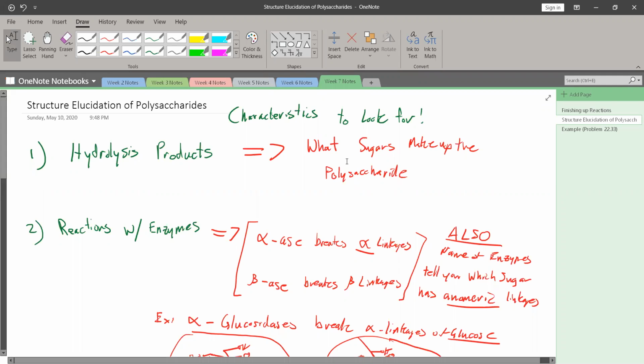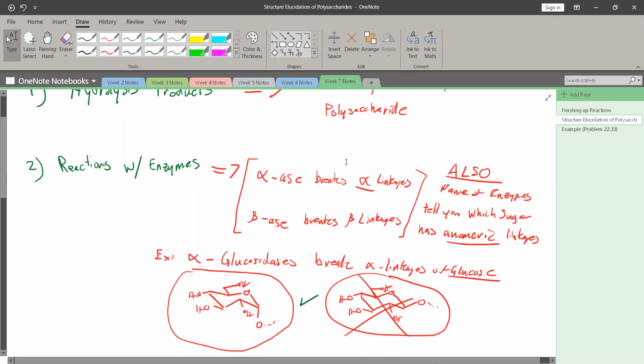The second characteristic we want to look for is any reactions with enzymes. Let's say I have an alpha-ase. I'm not going to name the sugar, just some alpha-ase. That will break only alpha linkages, whereas beta-ases will break beta linkages between different sugars. But also the key point I wanted to stress here is that the name of the enzyme will tell you which sugar has the anomeric linkage.